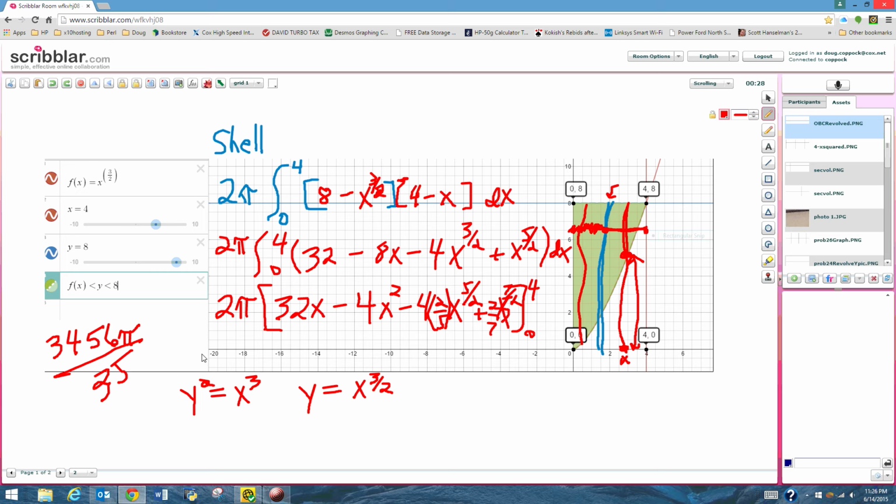So hopefully that helped you visualize how to find those distances. You have to figure out whether to solve for y in terms of x or x in terms of y, whether your rectangle is perpendicular or parallel to the axis of revolution, and go from there. So there you go. Enjoy.